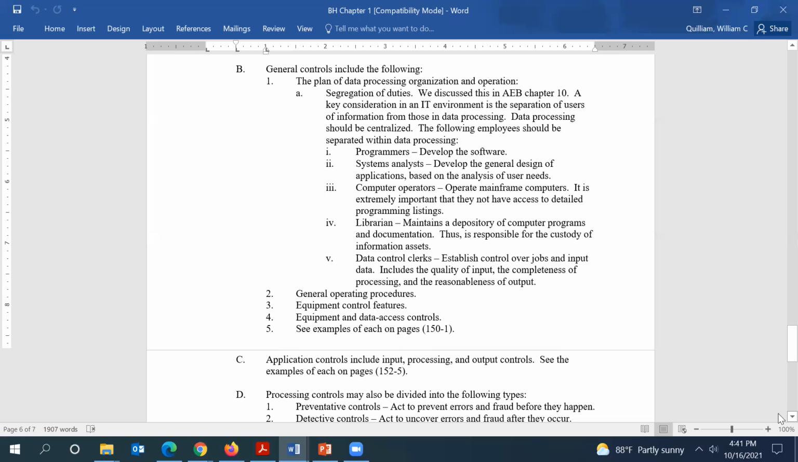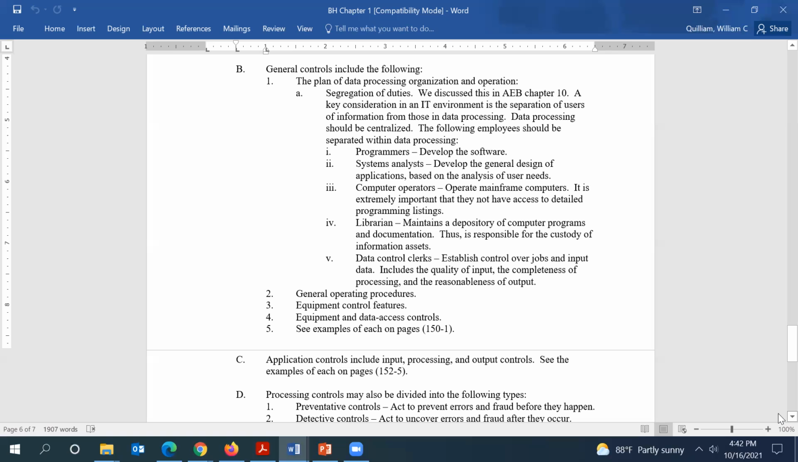Well, data processing should be centralized so that we have security there. And the following employees should be separated within data processing. First of all, programmers. They develop software. Have separate systems analysts. They develop the general design of applications based on the analysis of user needs. And separate computer operators. They operate mainframe computers.